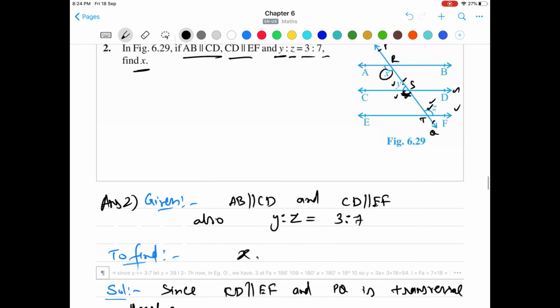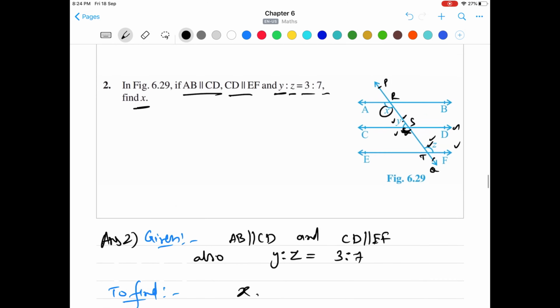Okay, so these are the values of y and z. Now we can easily find the value of x, because as these two lines are parallel and x and y are the angles on the same side of the transversal, their sum will be 180 degree.